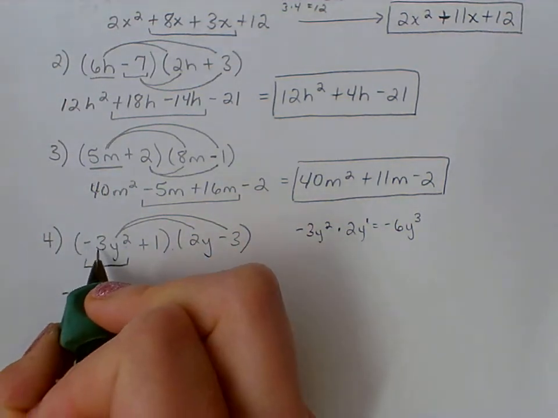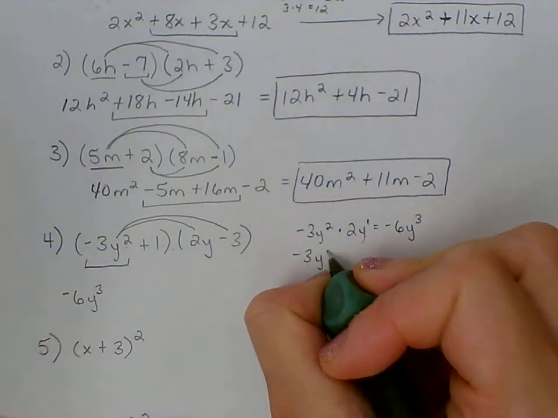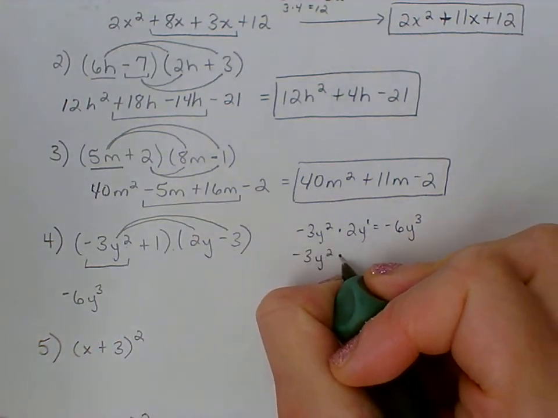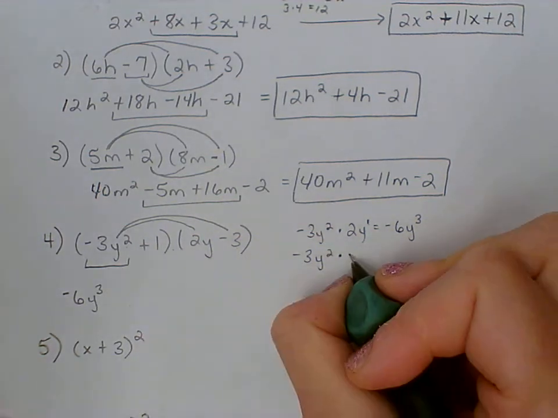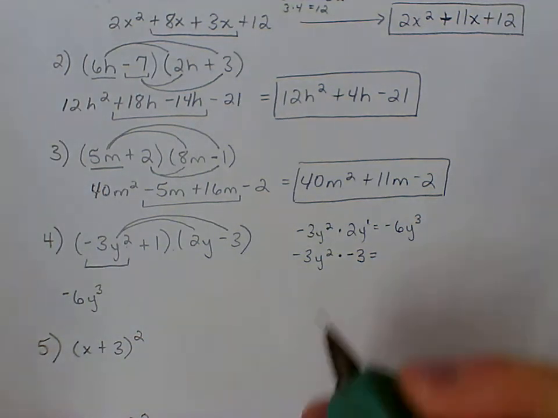And then we take the negative 3y squared times the negative 3. So again, if you need to go to the side and write it, you can. And notice that that 3 has a negative in front of it, so make sure you don't forget about it or forget to write it.